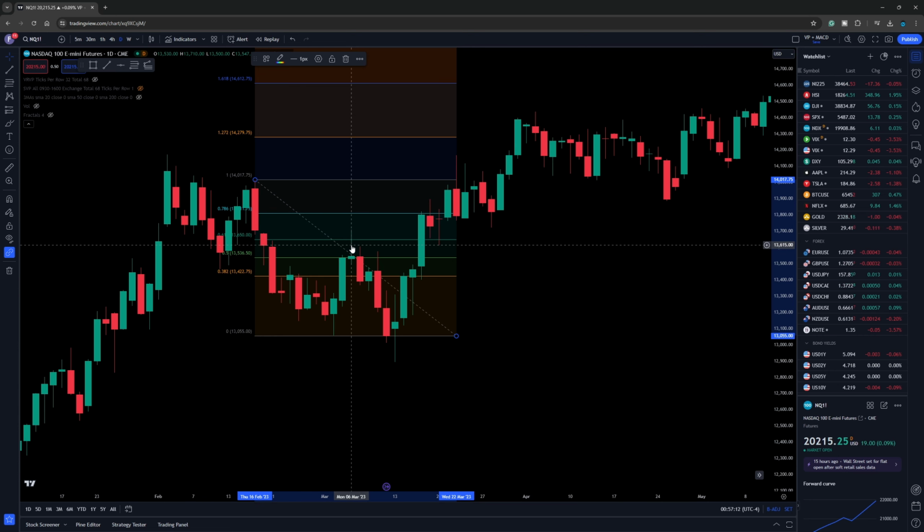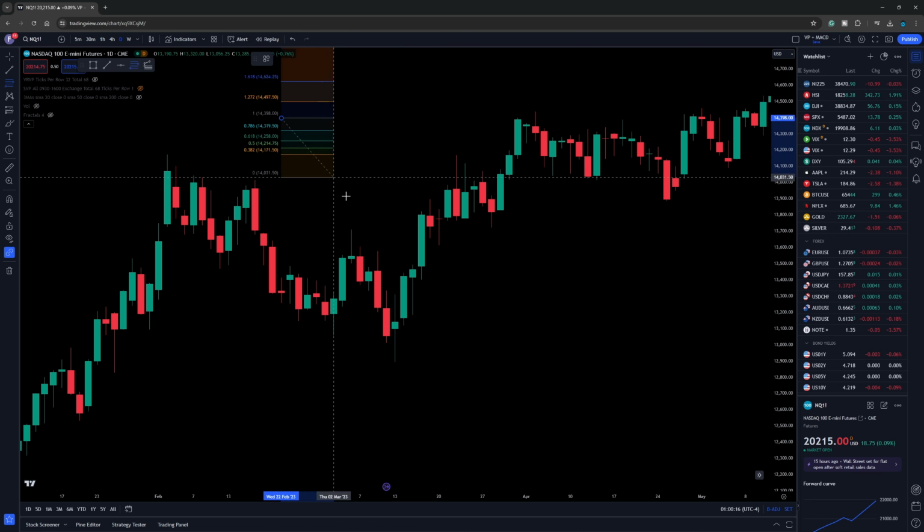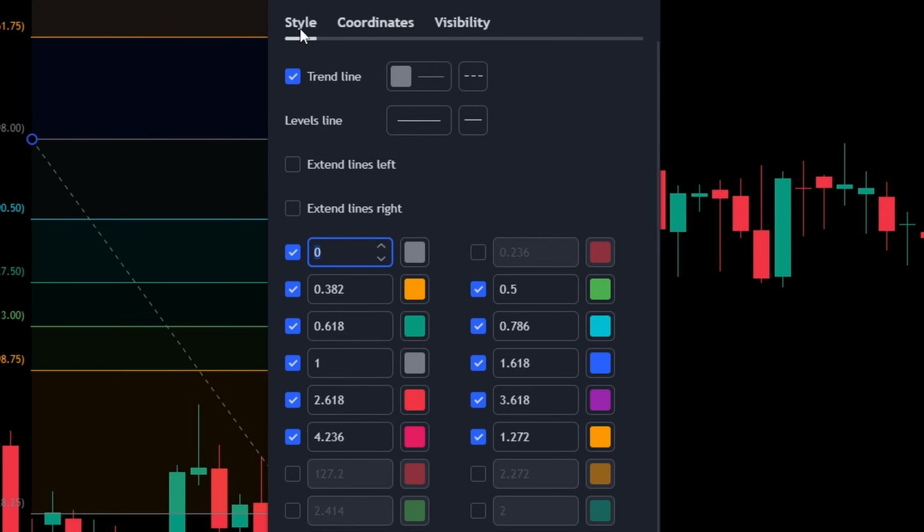So let's talk about what the key zones are that we need to pay attention to when we're using the Fibonacci retracement tool. Now we want to come right back over to our Fibonacci retracement tool. I'm just going to go ahead and get this on the chart. We want to select it, then go over here to settings. Now from settings, we want to come over here to style. Now, a lot of different traders will use different Fibonacci levels, but I'm going to tell you the most important levels we want to pay attention to.